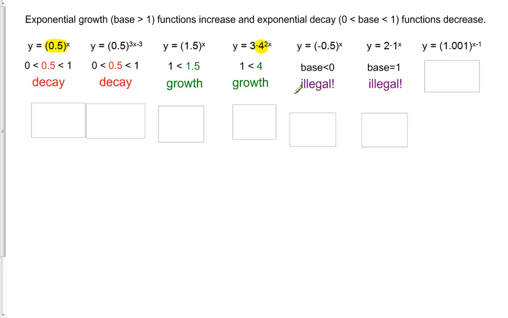Finally, y equals 1.001 to the x minus 1. If we look at our base, it doesn't have to be very much more than 1. As long as it's anything more than 1, we consider that exponential growth.